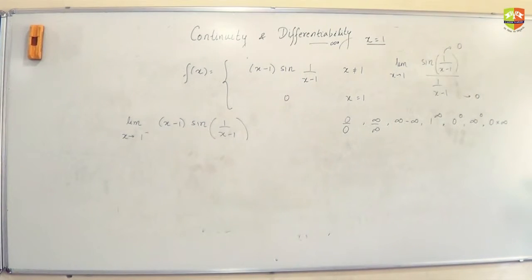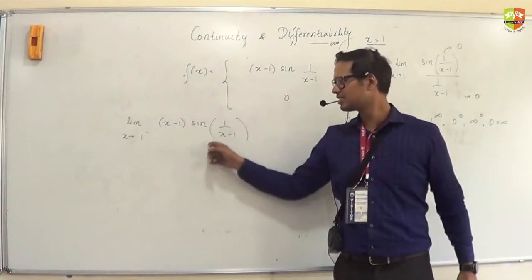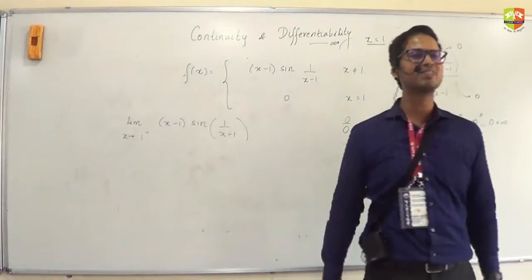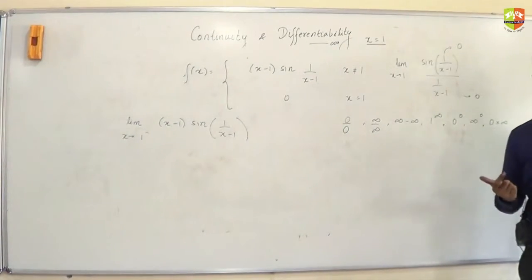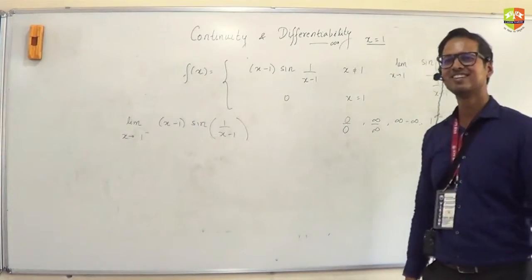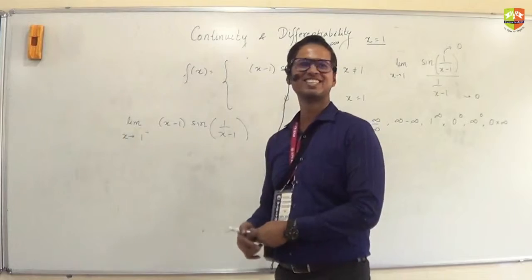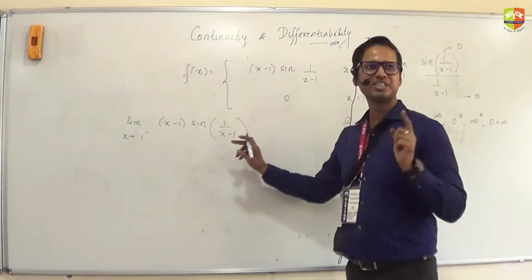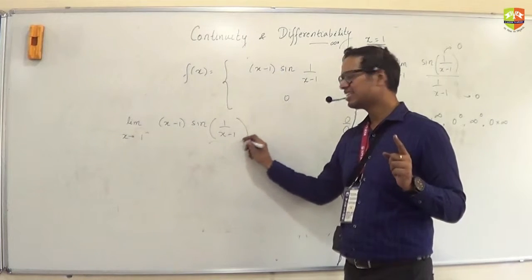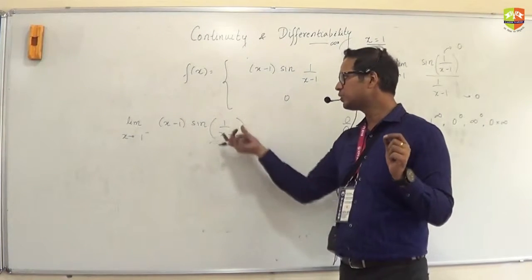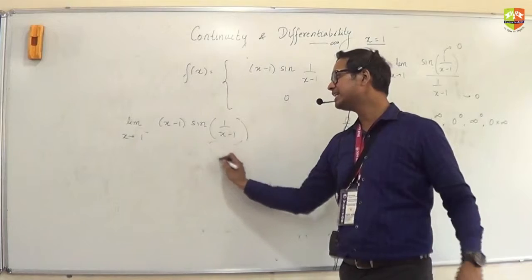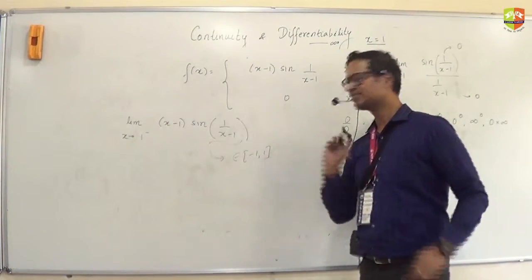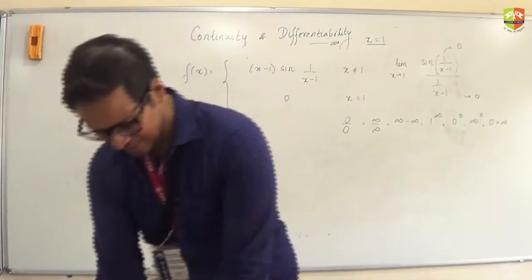Who said 0 into infinity? You are partly correct. This is 0, but this cannot become infinity. Sine function can never go to infinity. Does it fall under any of these indeterminate forms? No. Then why are you evaluating the limit? Just substitute it. Now, there also there is a method. When you substitute it, since we don't know how close you are to 1, you don't know what value this will take. But whatever it is, sine of that thing will be between minus 1 and 1, correct? Yes or no?